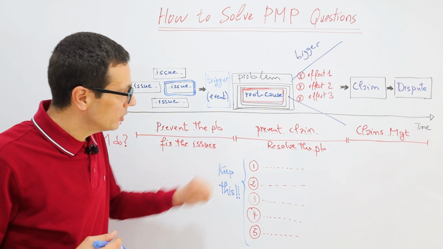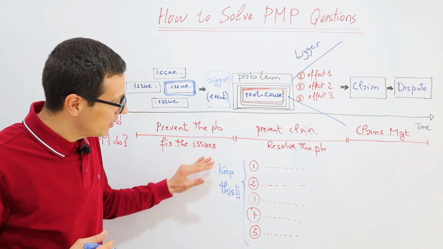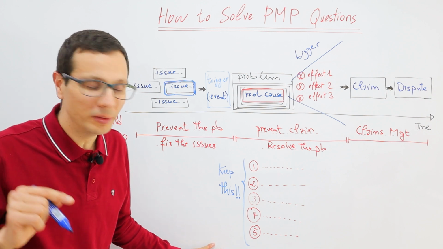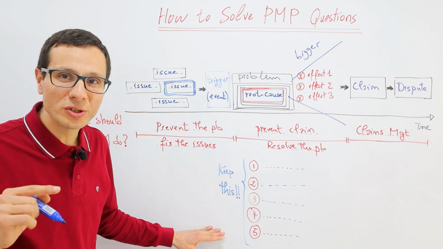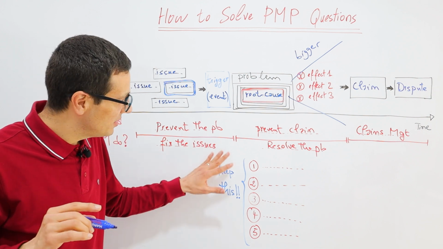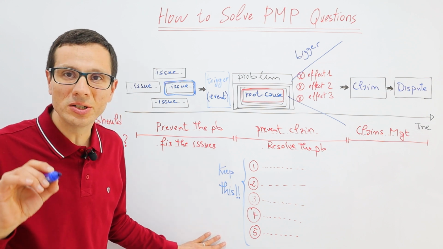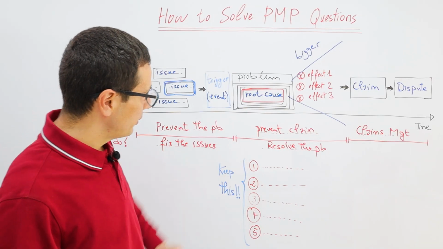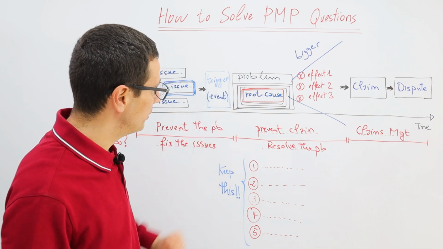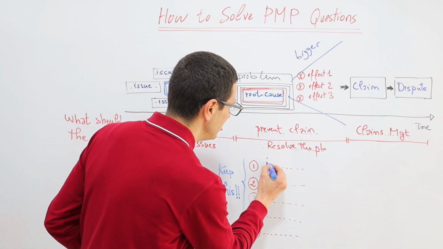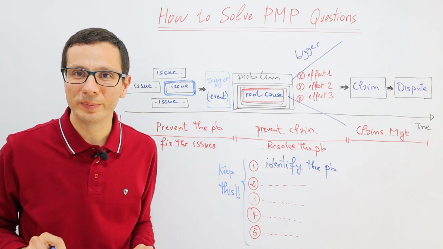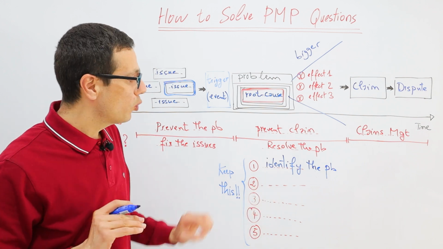And in case you are going to resolve the problem, there are 5 steps that I want you to remember by heart, because these 5 steps are critical in answering the PMP questions. The first step for resolving the problem is to identify the problem. This is the first step. And that's so critical. Why?